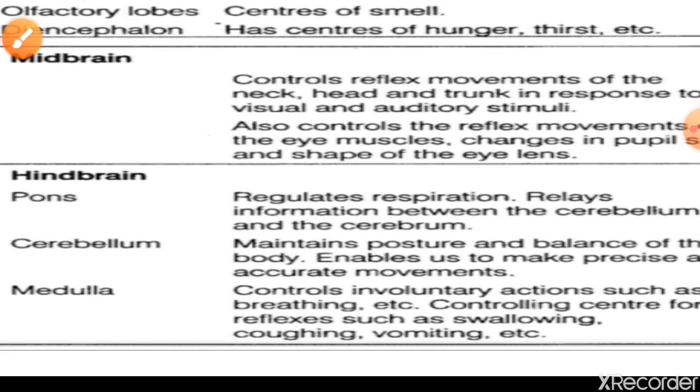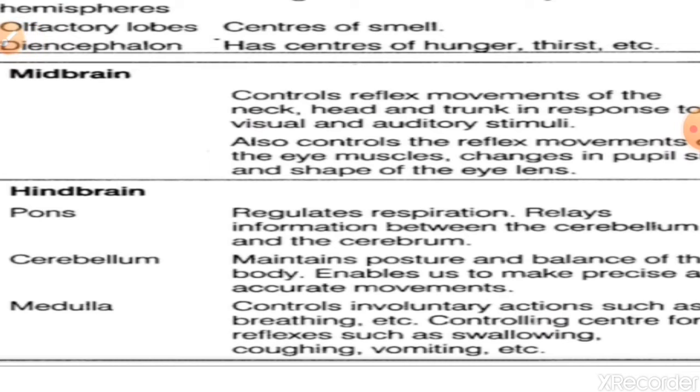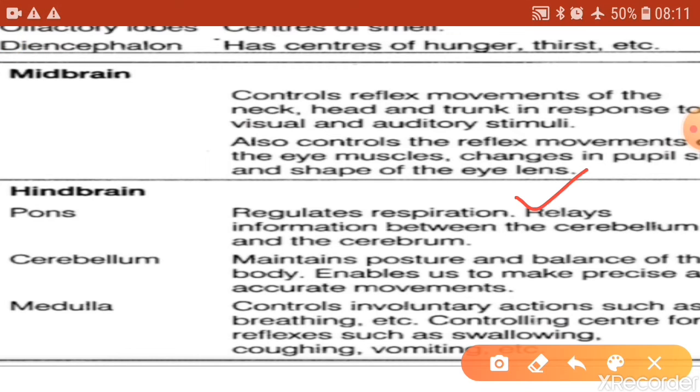Your hindbrain has got three parts, that is the pons, the cerebellum and the medulla. The pons acts like a relay center for sending various kinds of sensory information to different parts of the brain.